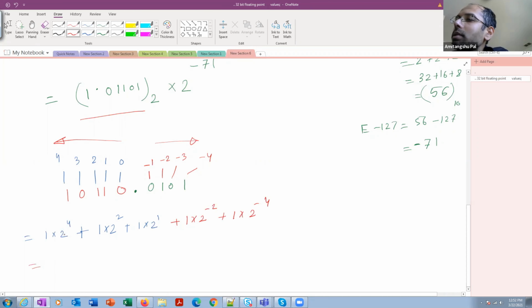So that means this number is going to be 2 to the power 4 is 16, plus 4, plus 2, plus 1 by 4, plus 1 by 16. And then ultimately you will get a fractional number. Clear? So this is the way you can convert a fractional binary number to its corresponding decimal representation. Basically, the technique is the same.